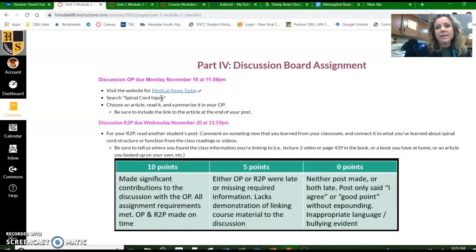I need you to choose an article, read it, and then just summarize it. And when I say summarize, I mean, again, not a doctoral thesis. I'm just looking for a paragraph, which is 3 to 5 sentences. Please be sure to put the link to your article at the bottom in case somebody reads your summary and is interested in reading the article themselves.